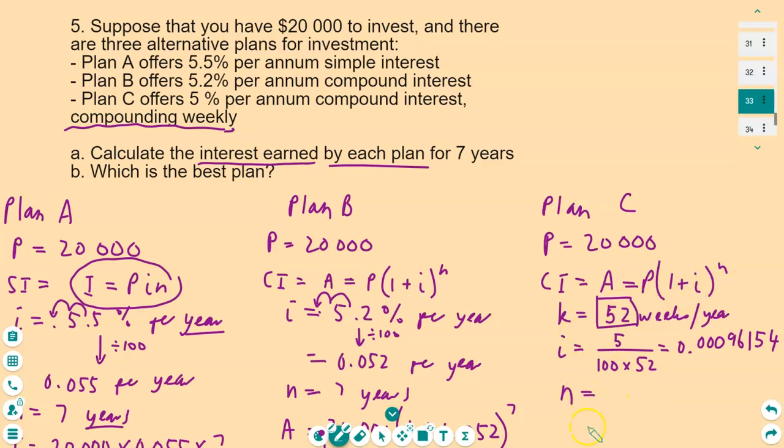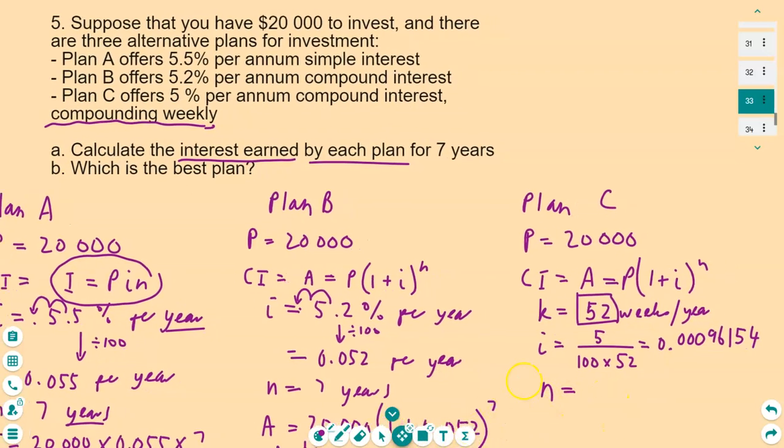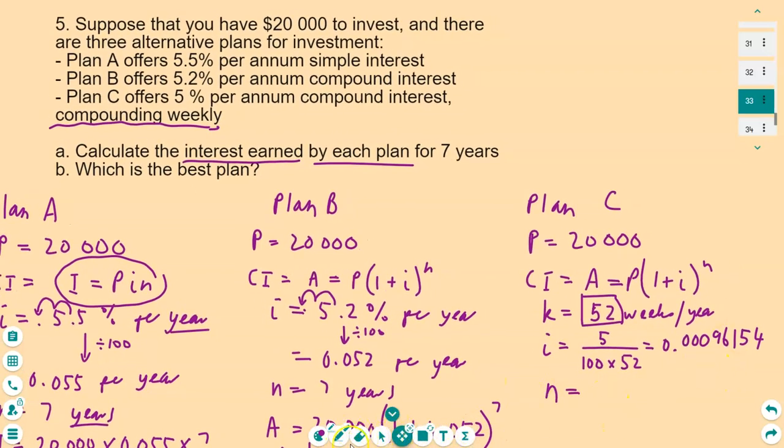So that I was the interest rate as a decimal, per week. N, we need the number of weeks in 7 years. Magic K value. 7 times 52. 364 weeks in 7 years.